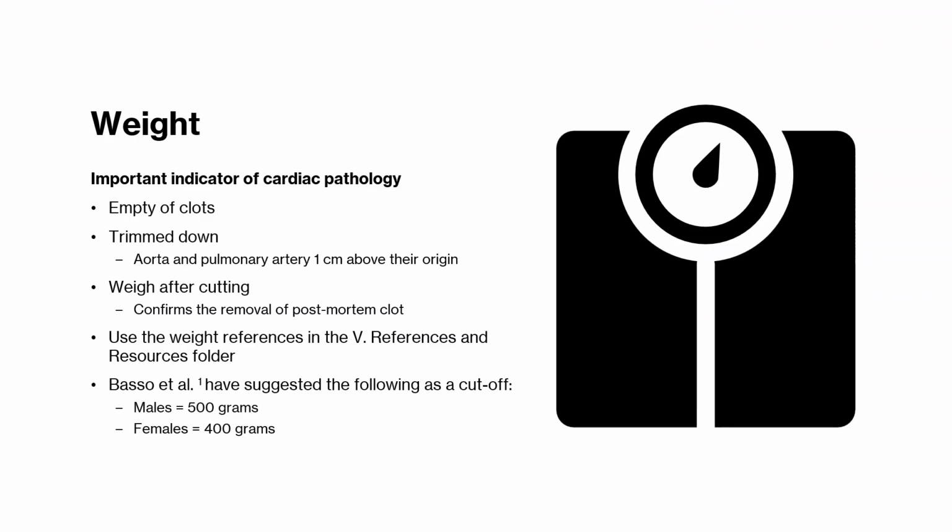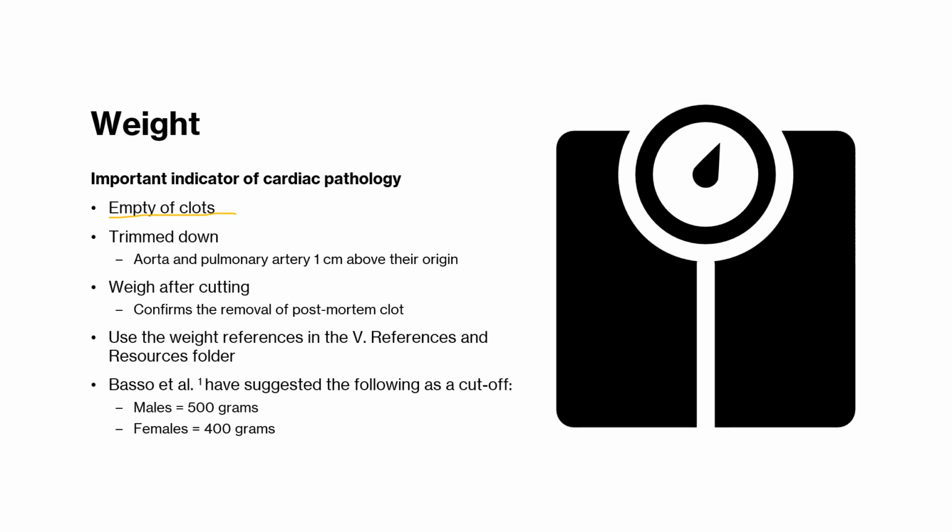Getting into weight. So weight is a very important indicator of cardiac pathology. This is when we start getting into myopathy territory, indicated by the weight that we see with our hearts. So you can, of course, weigh it fresh when you get it, but some other practices include weighing it after you've completed all these steps, because this is a guarantee you have a heart empty of clots.